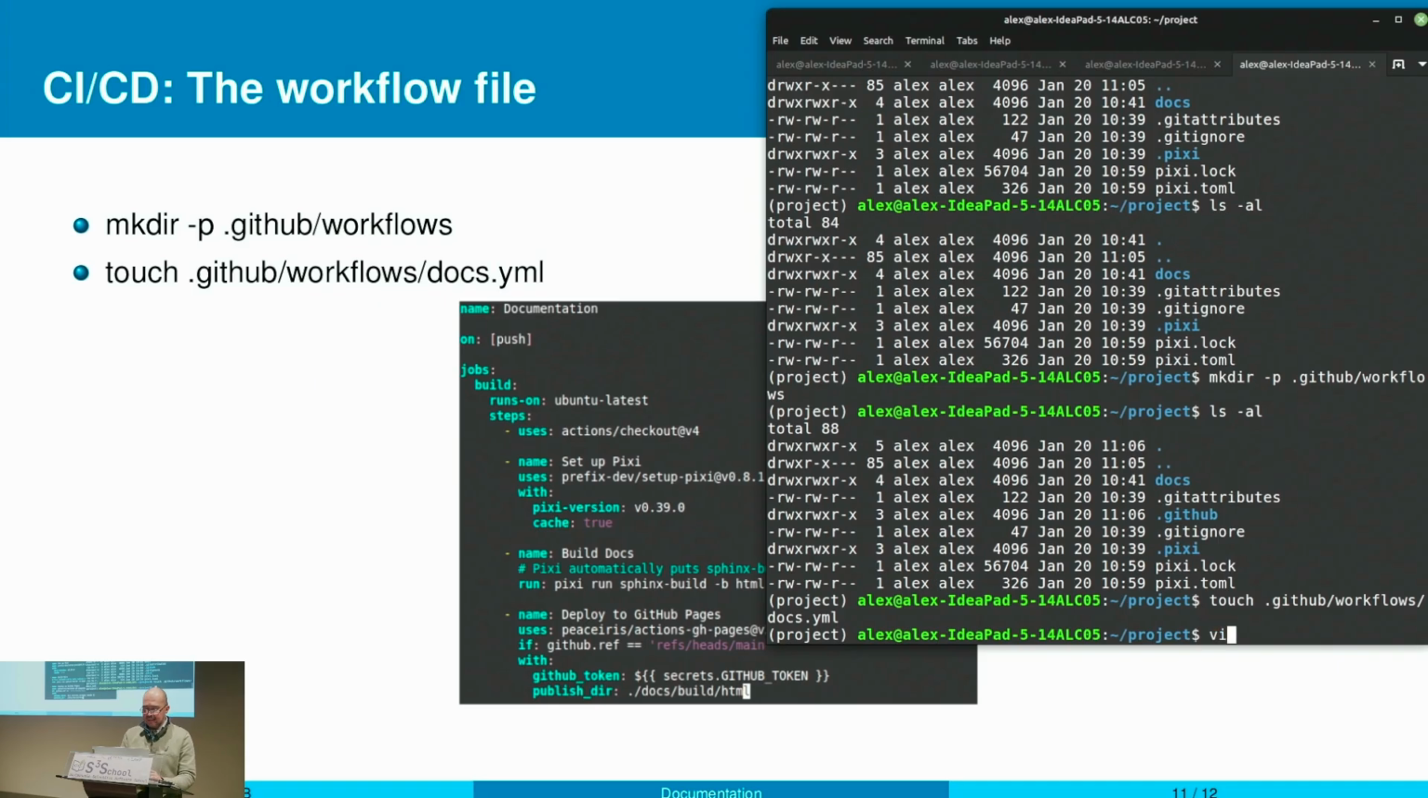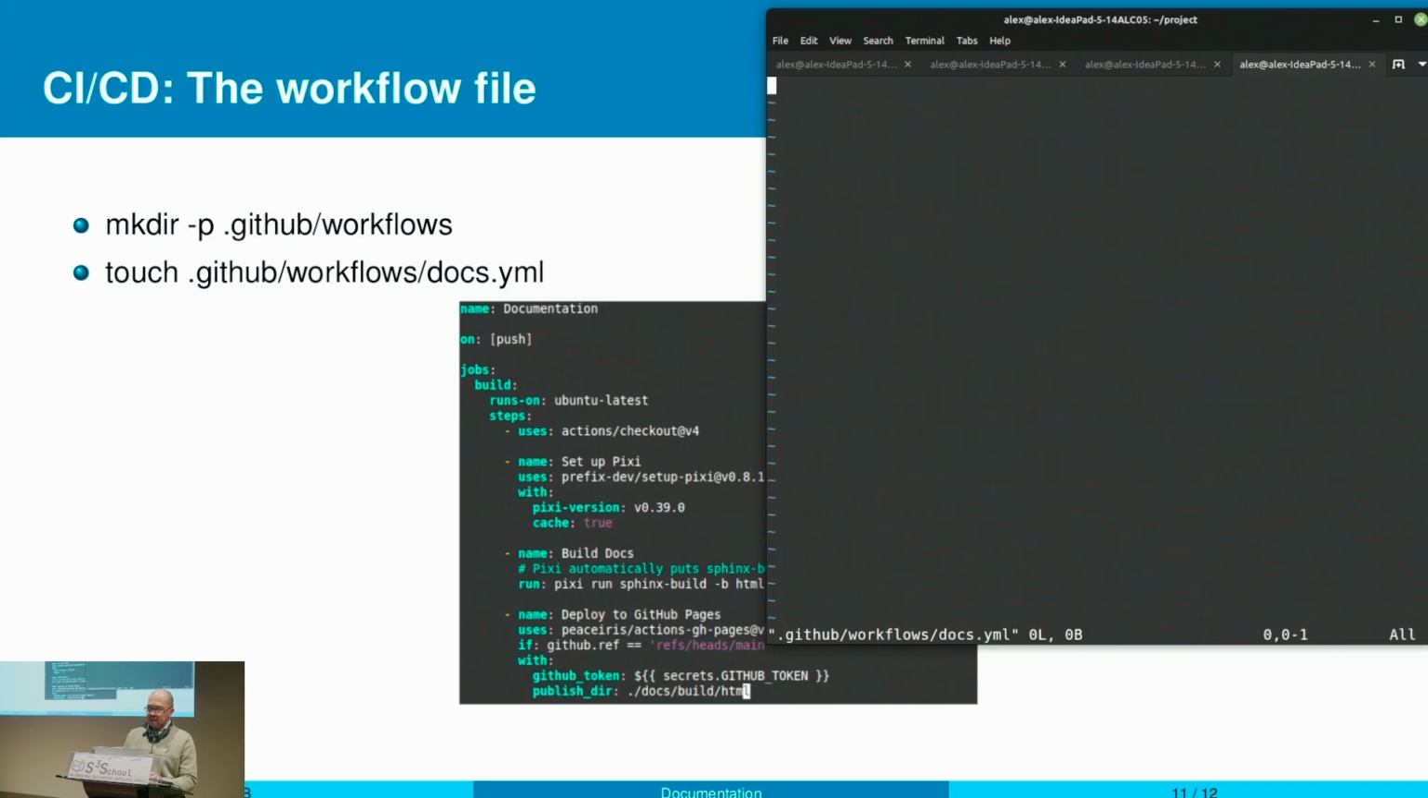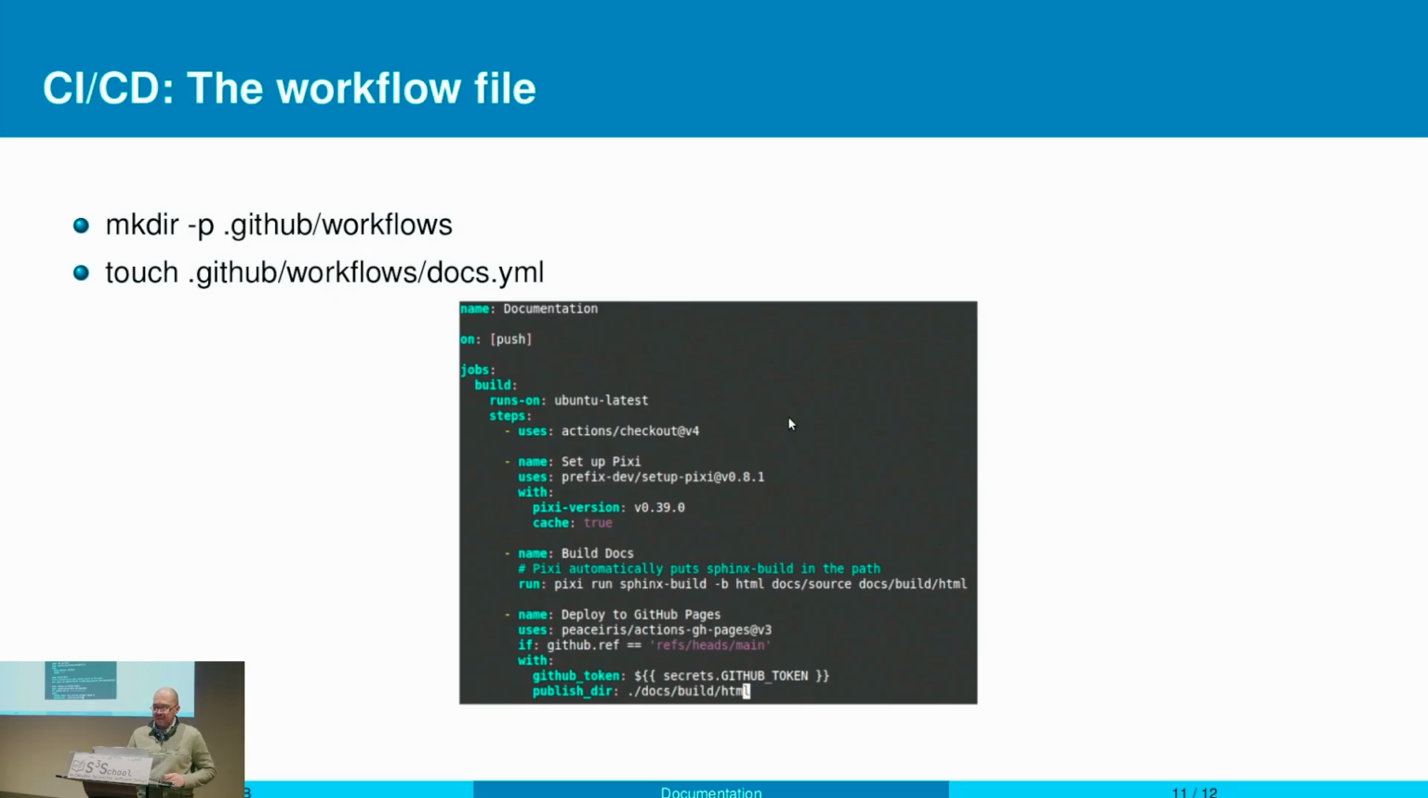And in that file, you're going to include this part. In this file, the name is Documentation. It runs on every push in the repo, and then it runs on Ubuntu, it checks out the repo with GitHub Actions, and then the first thing that it's going to do is to set up Pixi, the Pixi version, and in this part we build the docs.